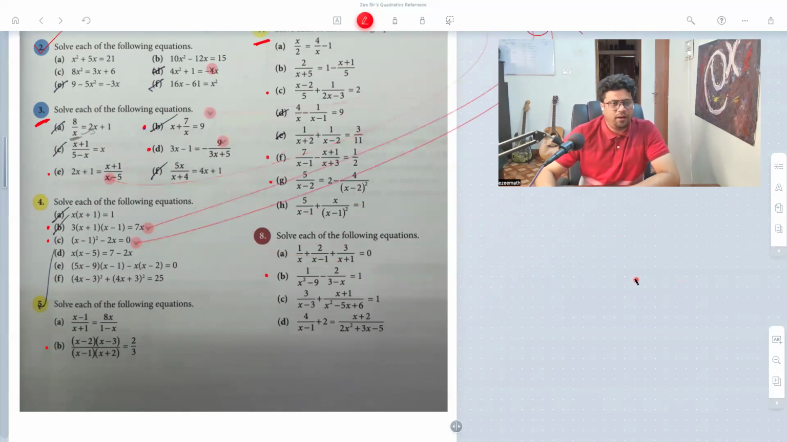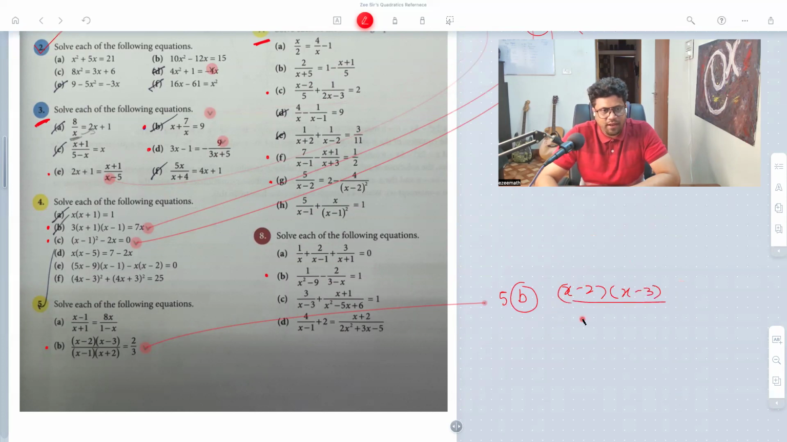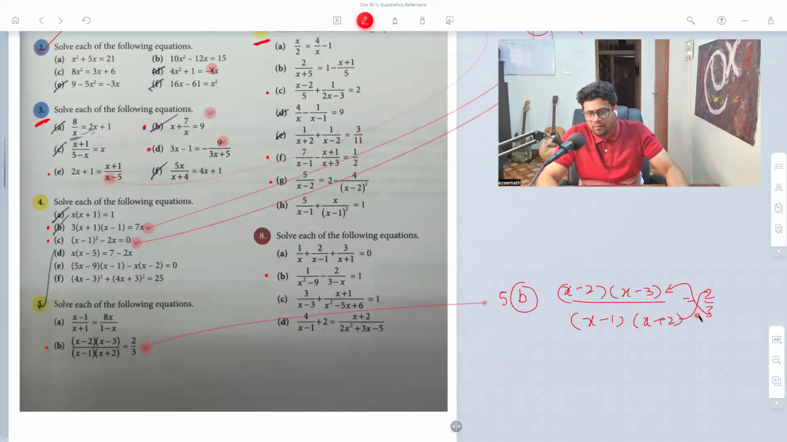That was 4-part C. Now we can do 5-part B. Okay, so we are given x minus 2 into x minus 3 divided by x minus 1 into x plus 2 equals 2 by 3. I'm simply going to take this 3 to the other side and this 2 to the other side. Maybe simply multiply the 2 with what we have in the denominator. Take it to the other side.